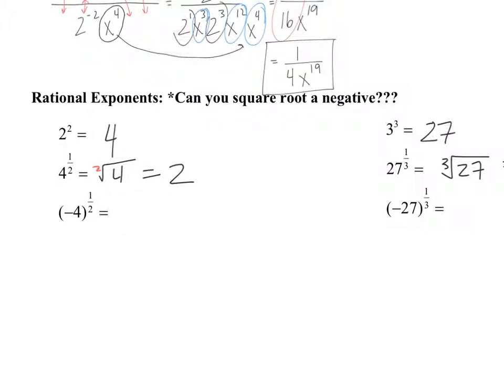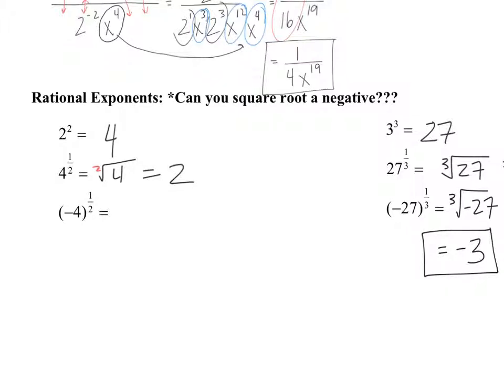Okay, so bouncing back over to this one, I'm going to turn this into a radical again. That means the cube root of negative 27. So what you're thinking to yourself is what times what times what gives you negative 27. And you are allowed to cube root negative numbers, you guys, because negative 3 times negative 3 times negative 3 is negative 27. So negative numbers are allowed to be cube rooted.